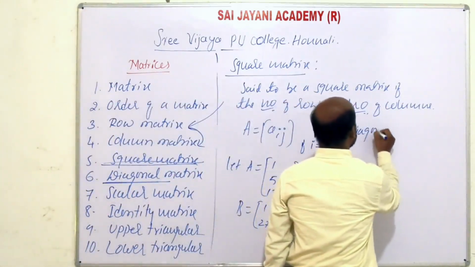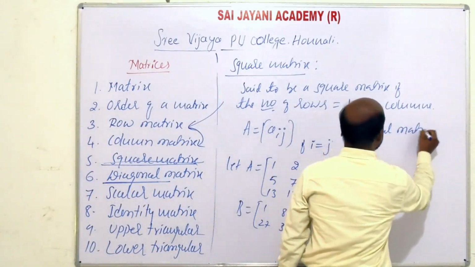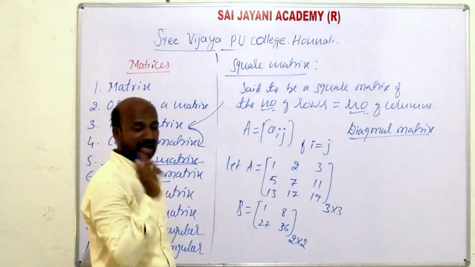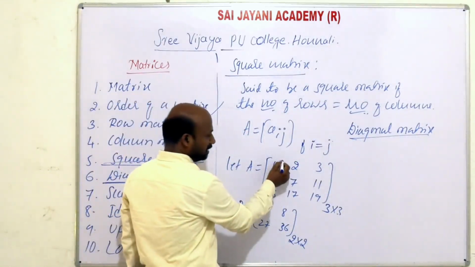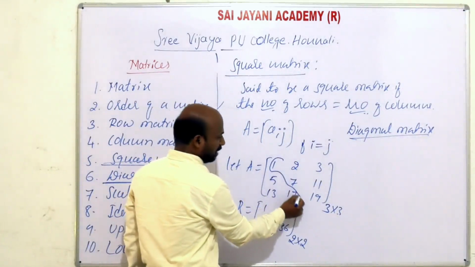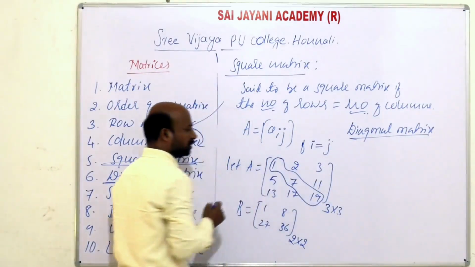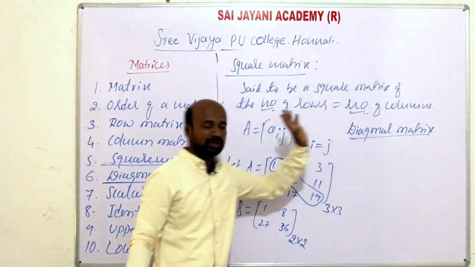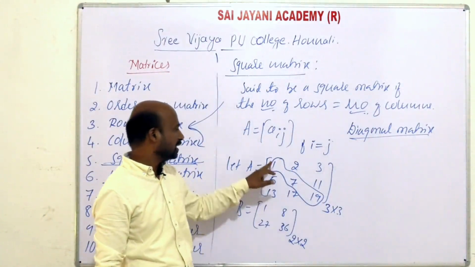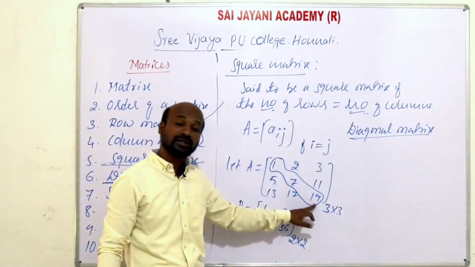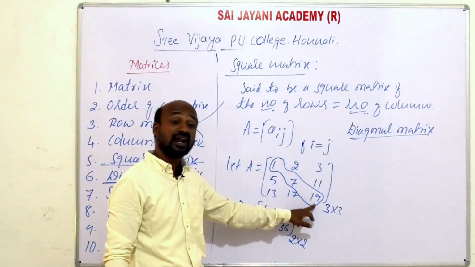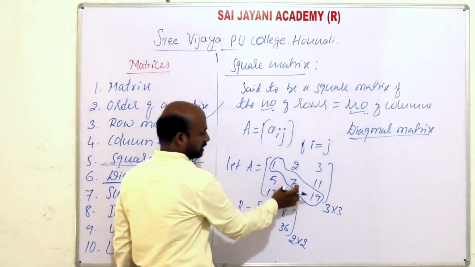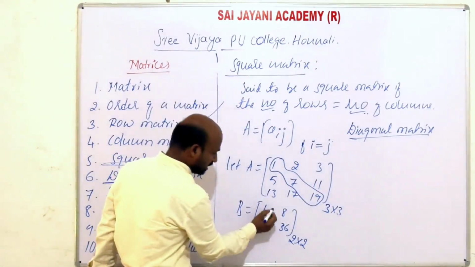Diagonal matrix. Before defining diagonal matrix, we shall discuss about the diagonal elements. Diagonal elements means in a square matrix, the elements from left top corner to the right bottom corner. To define diagonal matrix, we need to know the diagonal elements. Okay, so in a square matrix, the elements from left top corner to the right bottom corner are called the diagonal elements.